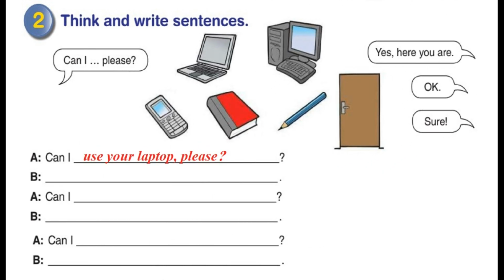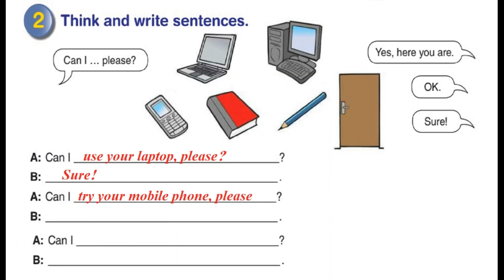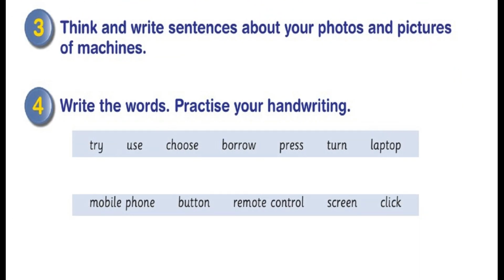Can I use your laptop, please? Sure. Can I try your mobile phone, please? Okay. Can you give me the remote control, please? Yes, here you are. 4. Write the words. Practice your handwriting. Try. Use. Choose. Borrow. Press. Turn. Laptop. Mobile phone. Button. Remote control. Screen. Click.